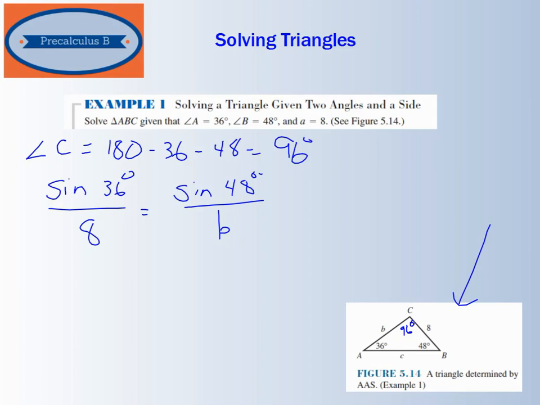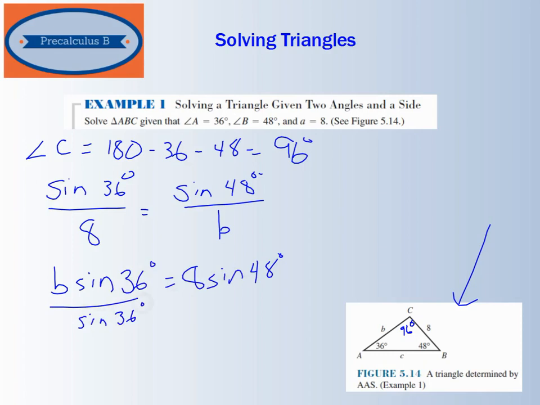All right, now if I want to solve for side b, I would multiply both sides by 8b, and that's going to get rid of the 8 and the b. So I would have b sine 36 degrees is equal to 8 sine 48 degrees. Then I would divide both sides by sine of 36, which would give us the value for b.